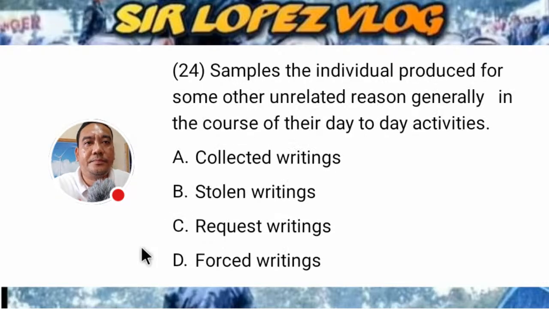24. Samples the individual produced for some other unrelated reason, generally in the course of their day-to-day activities. A. Collected writings. B. Stolen writings. C. Request writings. Or D. Forced writings.